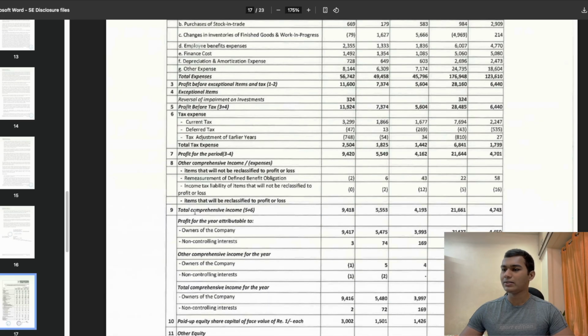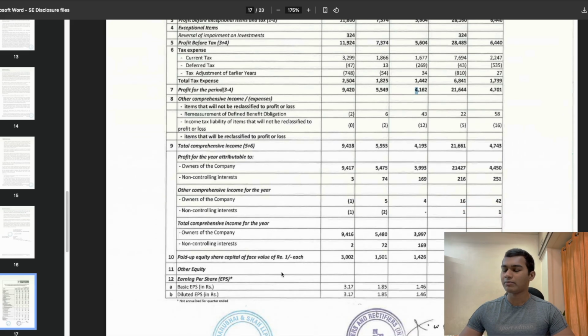Then what only matters is कि total comprehensive income कितना है, that is basically a sum of this. And then important is profit for the period, that is profit after tax. And then if you scroll down, and then what matters the most is the EPS, right. So EPS कैसे calculate करते हैं, net profit divided by share capital.